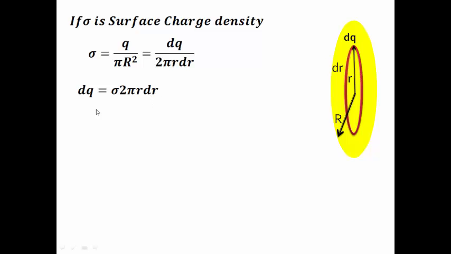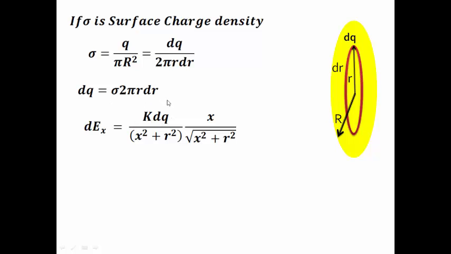The expression for dEx that we derived was k dq x upon x square plus r square into square root of x square plus r square. In that, instead of dq, we shall substitute this expression. Therefore, that will be kx upon x square plus r square. Here, these two will multiply to give rise to 3 by 2 multiplied by sigma 2 pi r dr. We shall also simplify x square plus r square.